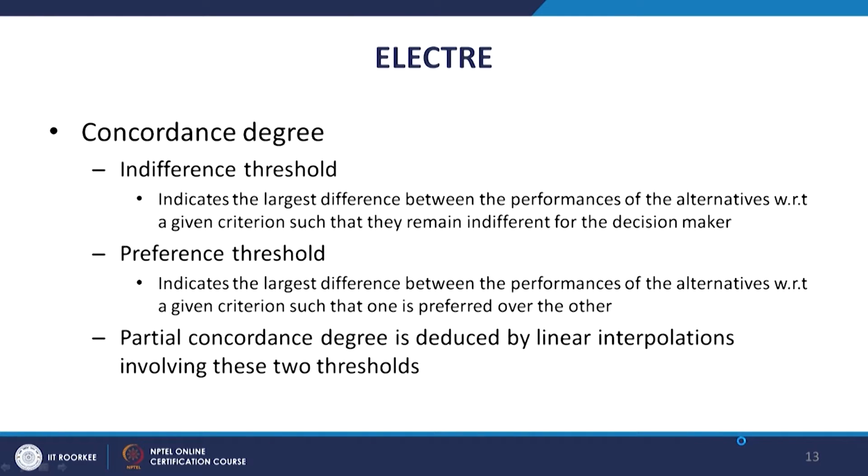Now, the partial concordance degree is deduced by linear interpolations involving these two thresholds. We are discussing the concordance degree. We talked about two perspectives, concordance and discordance, and that those two are going to be combined. Now, within concordance we are going to compute the partial concordance degrees, and the partial concordance degree is going to be deduced using these two thresholds. So, at the basic level of computation or measurement that we do in the ELECTRE method, these thresholds play a major role. Let us move forward and talk about how these partial concordance degrees are computed.